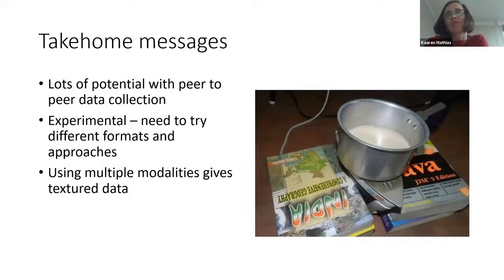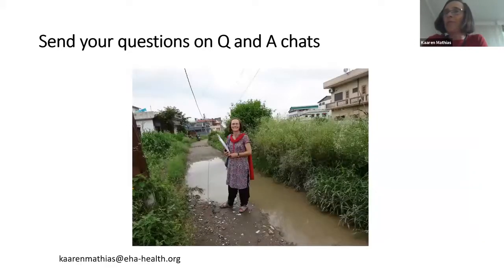So messages, give it a go. The multiple modalities gave us some really textured data. There's lots of potential, but it does need some good thinking to get good quality data. And I'm really hoping that we've got some questions and answers running in on the question and answers. I'll just go to look at the slideshow, but thank you. And I'll stop my slide sharing there.